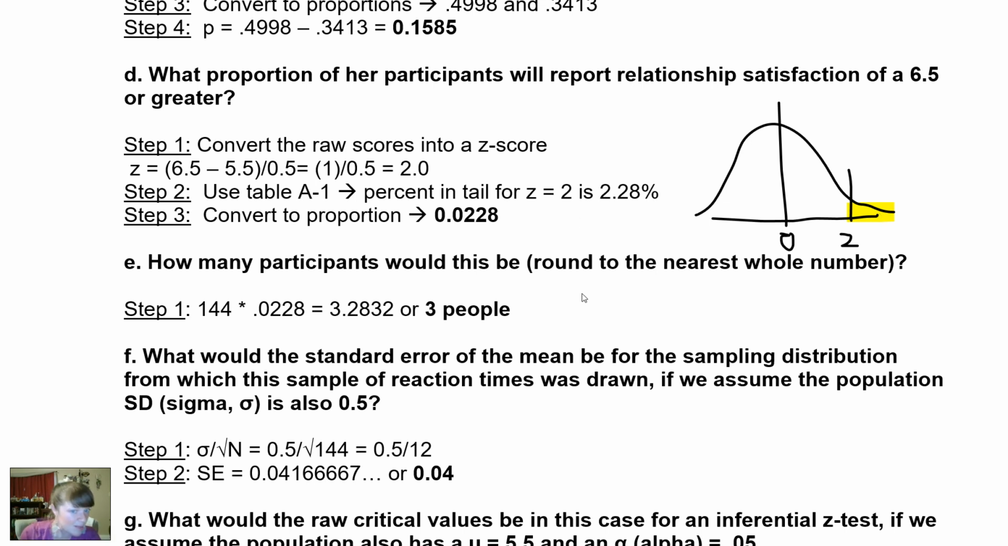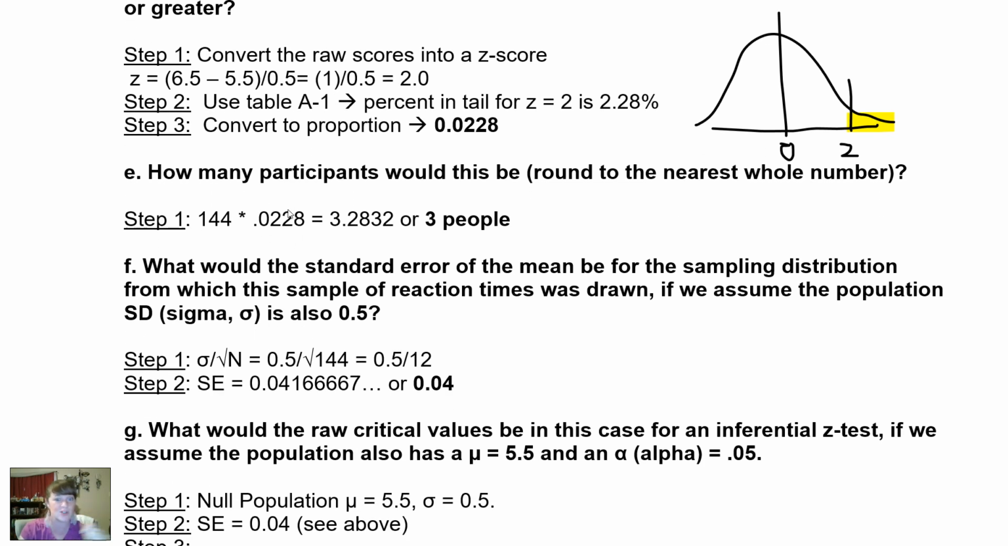And if I wanted to know exactly how many people that was, I would take the total sample size of 144 and multiply it by that proportion, because that's what a proportion is. A proportion tells you how much of this data would be in this area. If just over 2% of the folks are going to be above this score, how many people is that? I started with 144 people. I multiplied that by the proportion to get 3.28 people, or round to a whole number because you can't have fractional people, to get about 3 people with a satisfaction score above a z-score of 2.